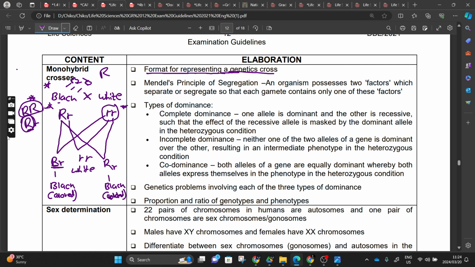Coloured, we write coloured again. And then we also talked about the small r joining with the small r, or also the small r joining with the second small r, giving us rr. So this baby will be white.